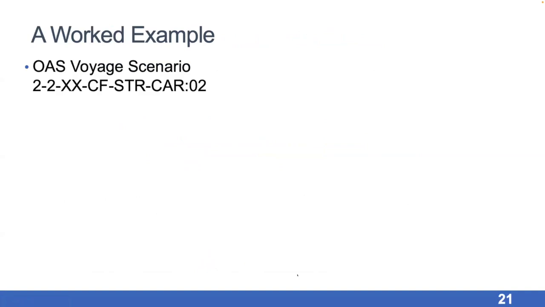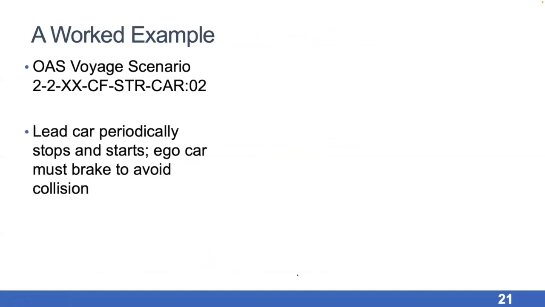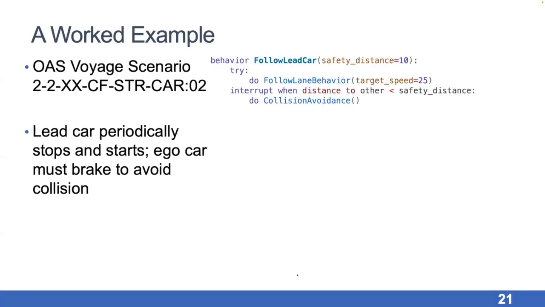So to give you a more interesting example using some of these features, I'll formalize a scenario from this OAS Voyage dataset, if you've heard of that. The idea here is there's a lead car, which is periodically stopping and starting, and the ego car behind it has to brake to avoid a collision. So we'll start with this follow lead car behavior, which is the same as I showed before. So follow lane until you get too close, at which point go to this collision avoidance, which is basically just going to apply full braking in this example.